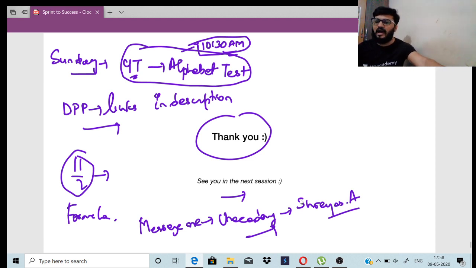Tomorrow's session will be quite easy and funny. Okay, alphabet test. तो हम alphabet test करेंगे, jumbling words, scrambles of words, all this we will see in tomorrow's class, okay, at 10:30 a.m.